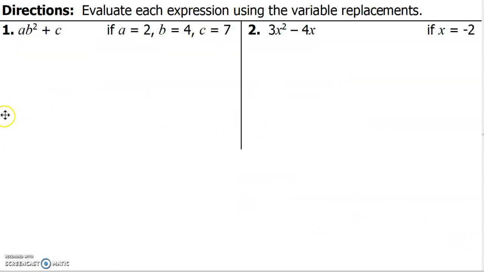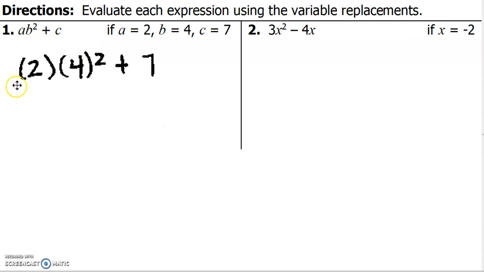So we're going to start some examples. I have this expression, ab squared plus c. This expression means we have a times b raised to the second power and then adding c to it. We're given values to substitute for each one of a, b, and c. So first, we're going to substitute those values in. A is equal to 2, b is equal to 4, c is equal to 7. Then we use order of operations to evaluate.